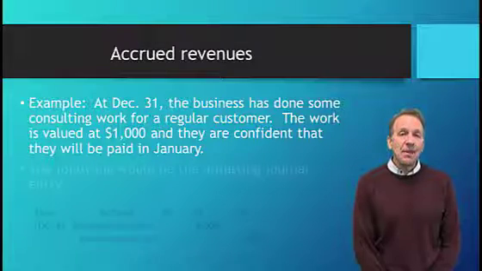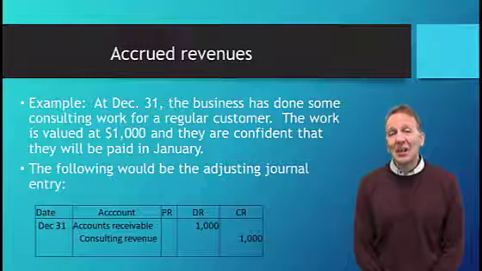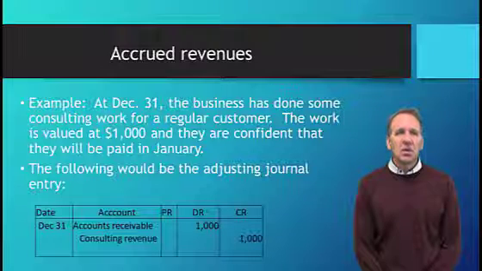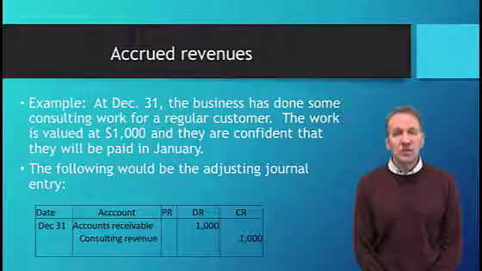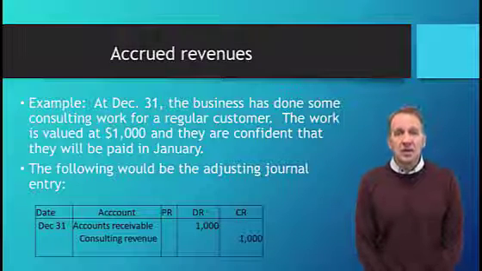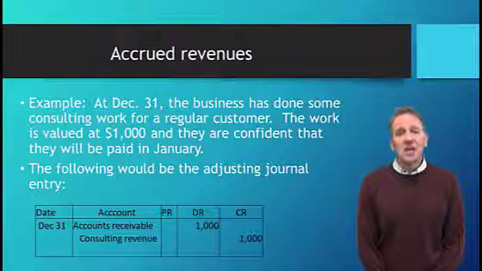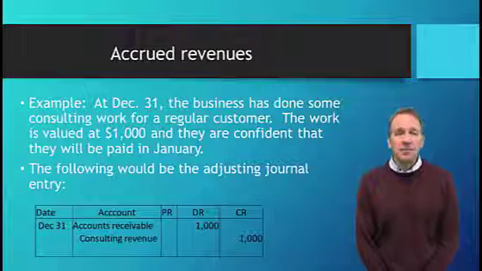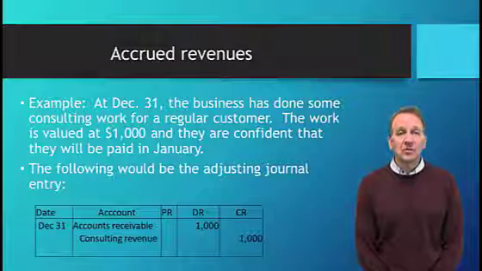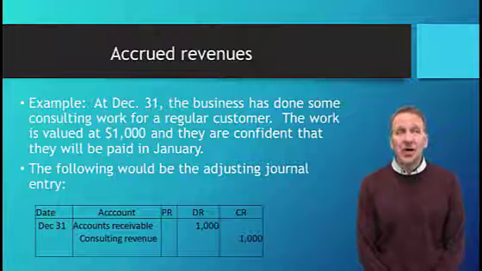So we will debit the asset, which in this case is accounts receivable, and we'll debit it $1,000. We're going to credit revenue, and we'll call it consulting revenue because it was consulting work. We'll credit that for $1,000. There's our adjustment. Debit the asset, credit the revenue. So now we've recognized the revenue. They haven't paid us yet, so we show that they owe us $1,000. All right, so that's pretty simple, and that's an accrued revenue.